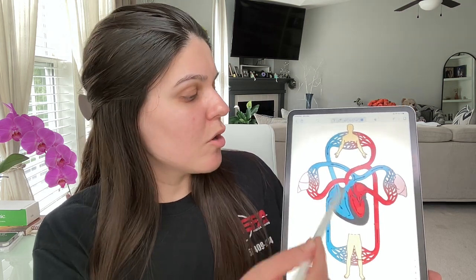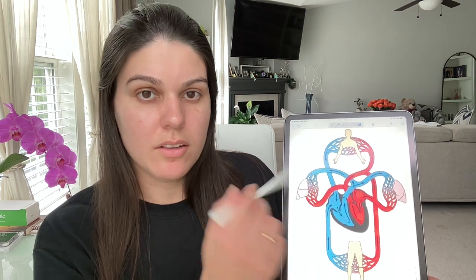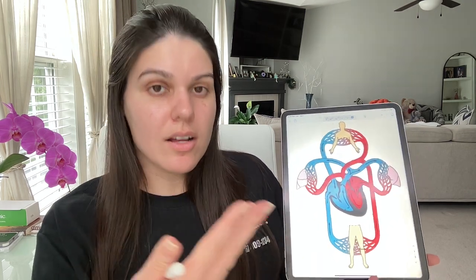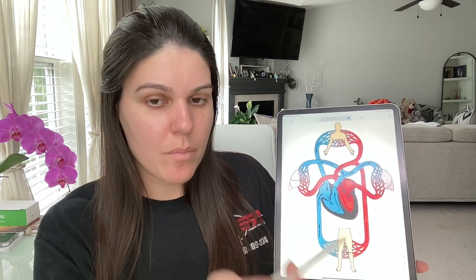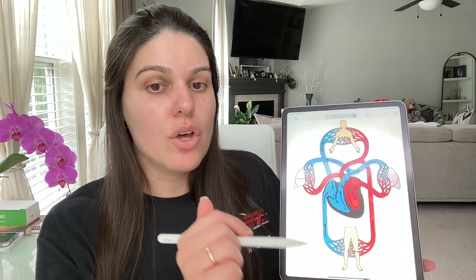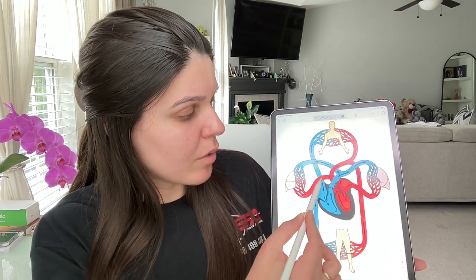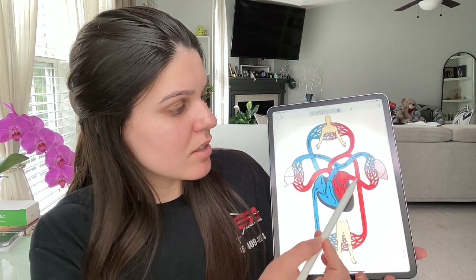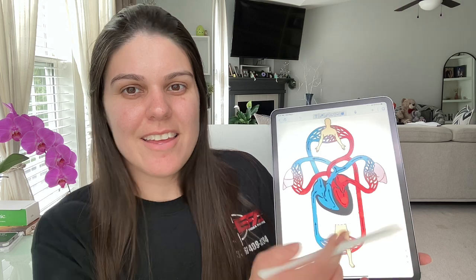Okay, so once the blood is within the lungs, it will get oxygen in the alveoli, and then it would go back to the heart, and this happens through the right and left pulmonary veins. So this is the right one, and this is the left pulmonary vein. Just making sure that you guys are seeing it properly.